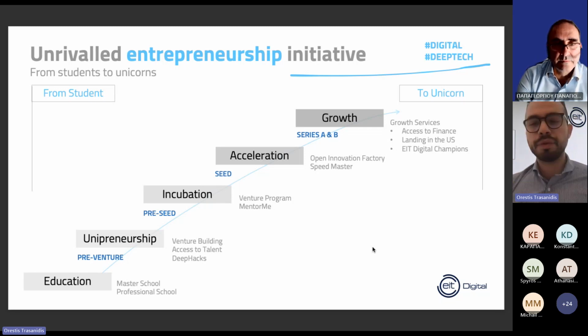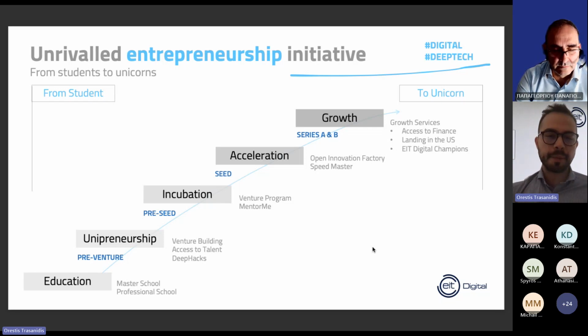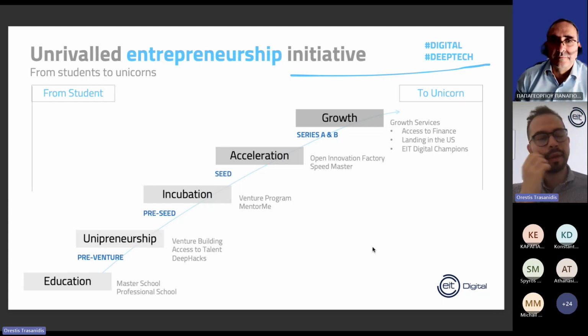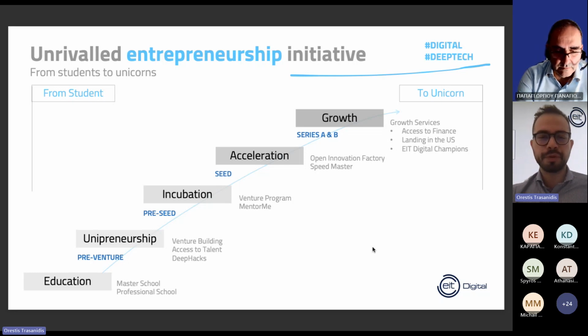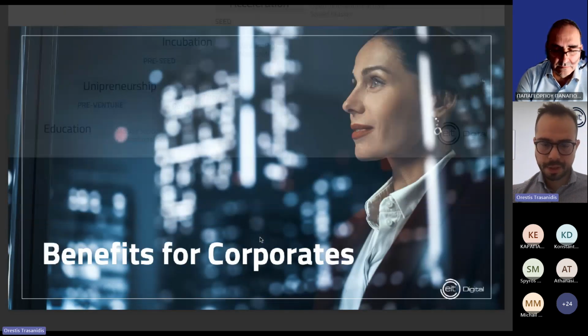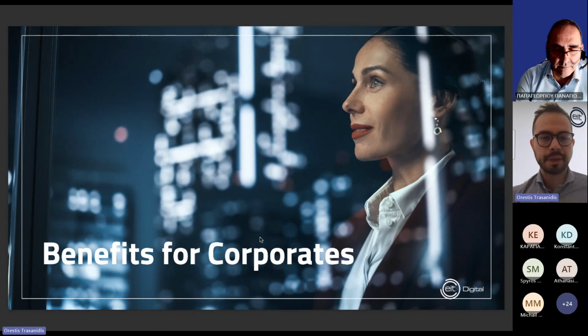And now we'll try to give you some concrete examples of activities that we do in order to support this path. It doesn't mean that we only support students to create ideas that will become unicorns. Of course, we can step in at each of these steps and support where it's needed.